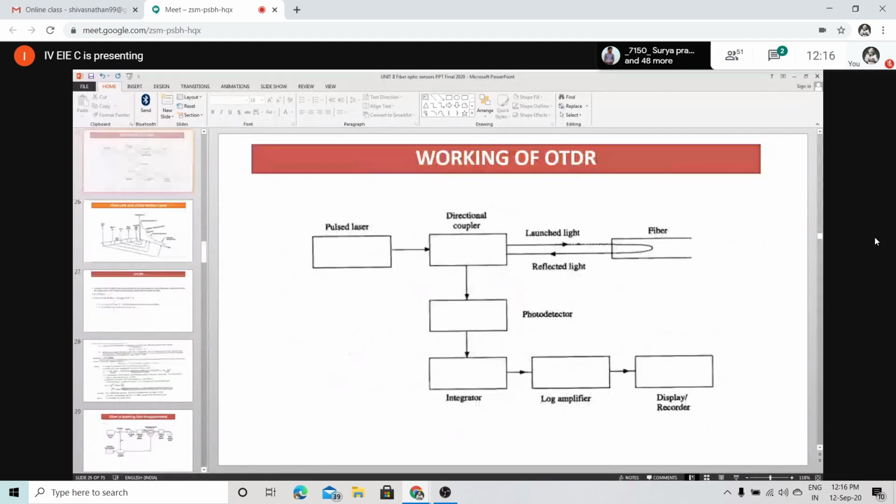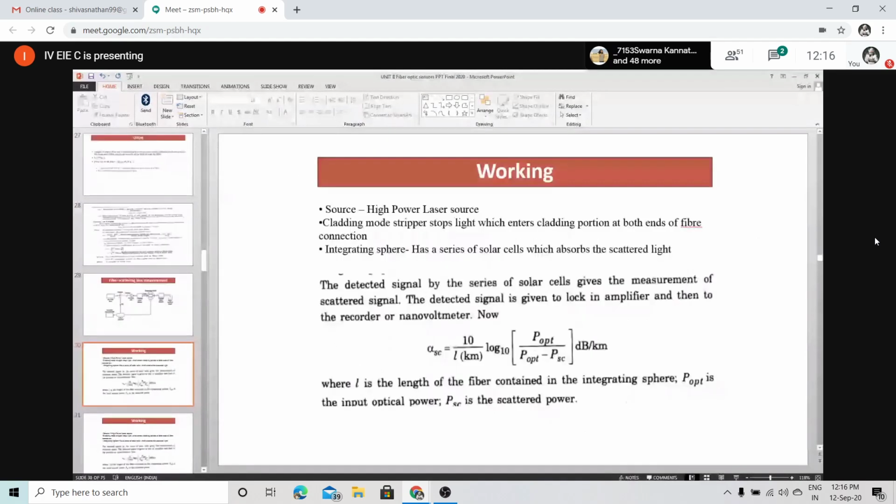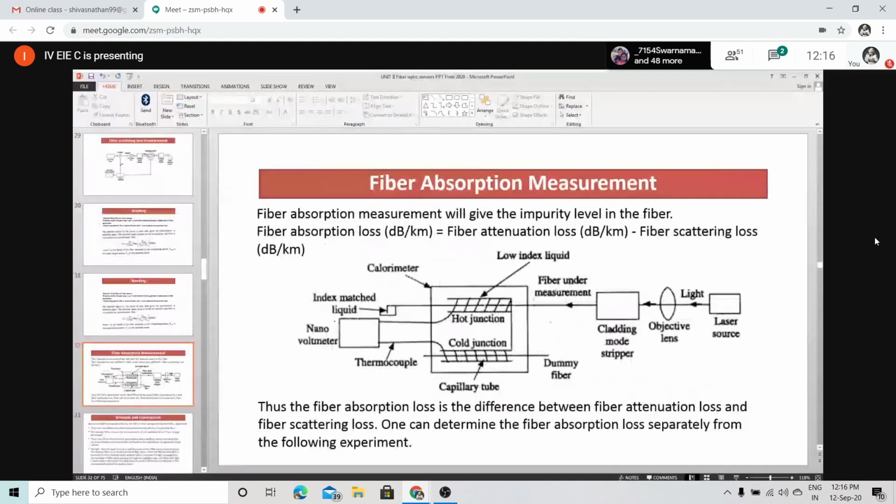And then we went for the scattering loss measurement, where the scattering power is going to be accounted for, and how much it will be, with respect to the fiber optic cabling. And then later we went to study the fiber absorption measurement, where a thermocouple has been employed to measure the rise of temperature, which is directly related to what? Depending upon the amount of impurities that it is composed of.